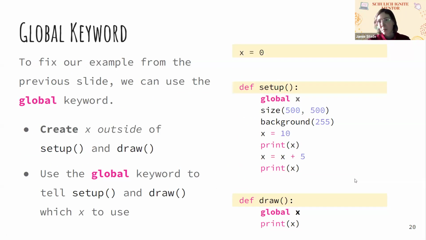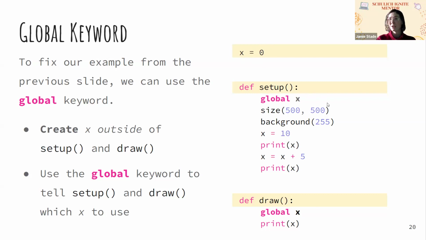So how can we get around this? We can get around this by defining a global variable. So how we do this is if we define x outside of both of these functions, then we have this variable that exists and can be used anywhere. But in order to use it inside of functions, we need to use the global keyword. So if we state global x, this will mean that anytime we refer to x in this function, it's referring to this x that was defined up here. Same thing in draw, we define global x, and that means we're referring to this x up here.